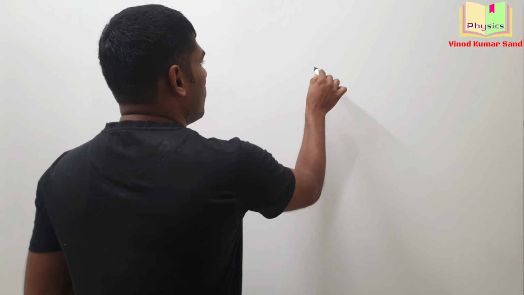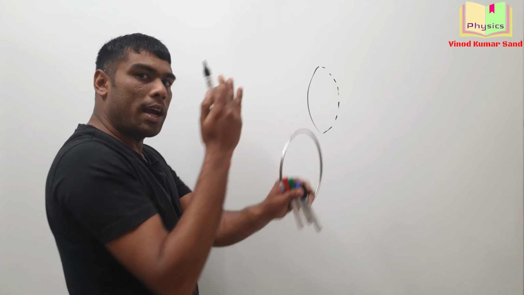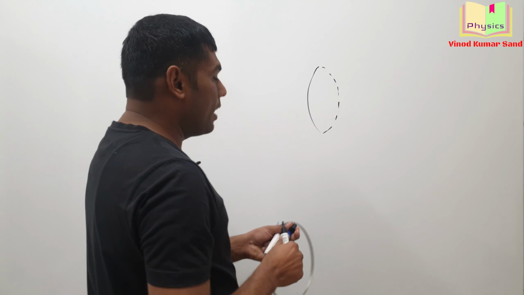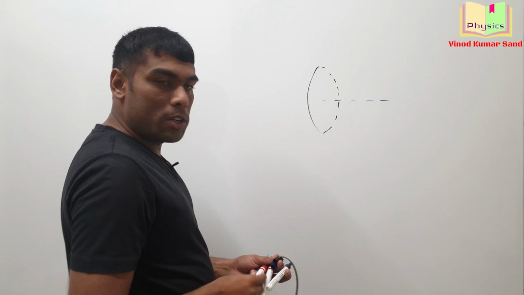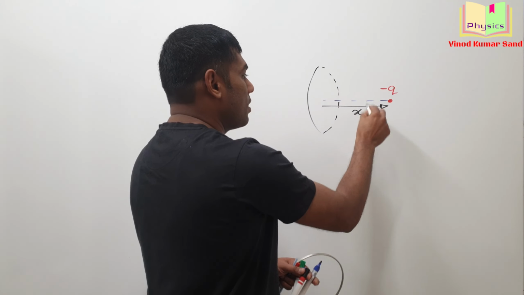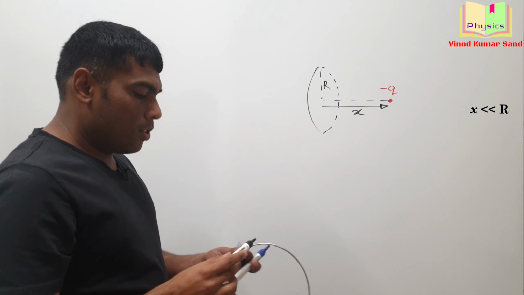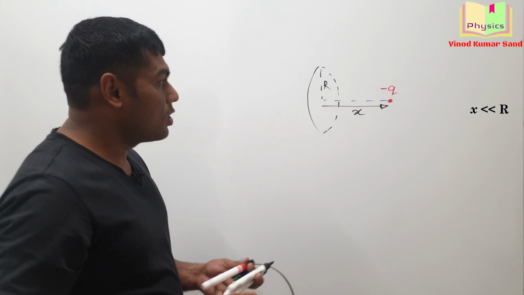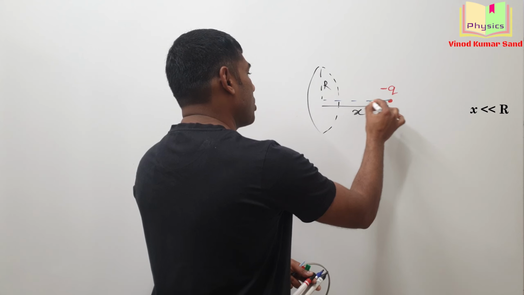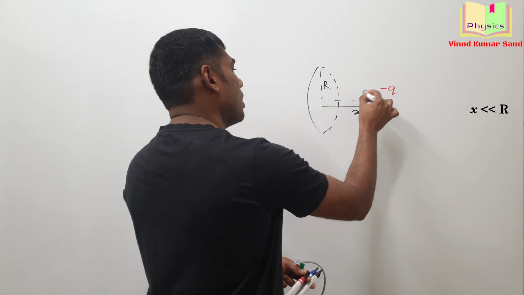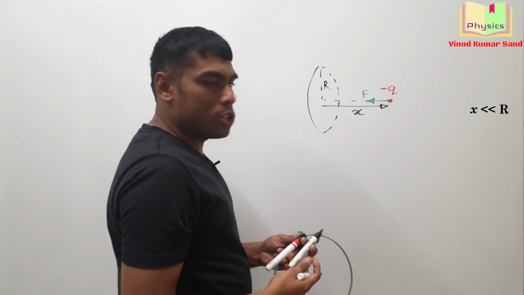Suppose here is the ring. The front part is visible to us. The dotted part is behind the board like this. And the axis of the ring is like this. The point of observation is here. We consider this distance as x. The radius of the ring was given as r. How much is the net force on this charge? Since this is a positively charged ring, the minus q will be experiencing a force along the center of the ring like this. Explanation is pretty simple.